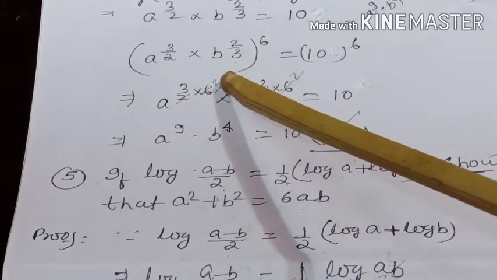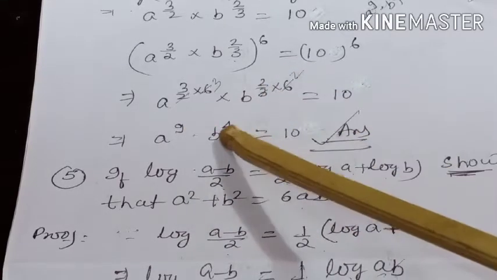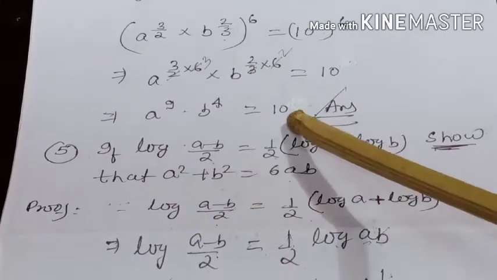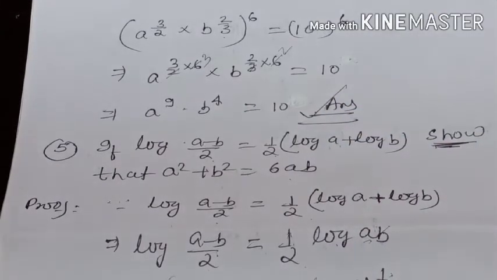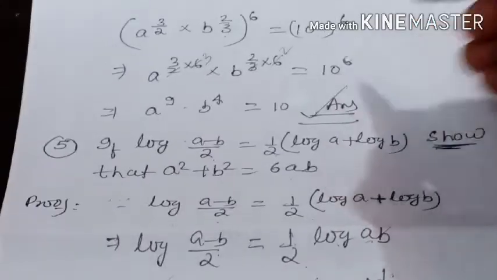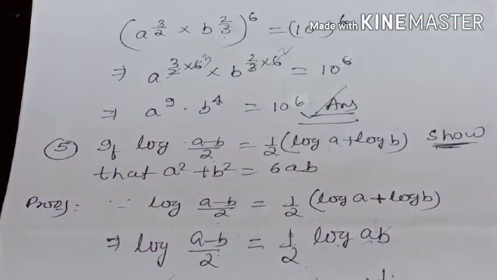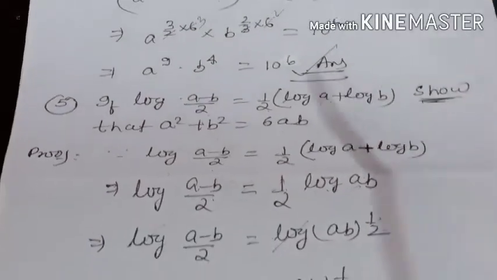So 3 by 2 will be multiplied by this 6, and 2 by 3 will also be multiplied by 6. So 2 threes are 6, 3 threes are 9, A to the power 9 we have got, and 3 twos are 6, 2 twos are 4, B to the power 4, that is equal to 10 to the power 6. We'll put the final value as 10 to the power 6. So your result will be A to the power 9 into B to the power 4 is equal to 10 to the power 6.